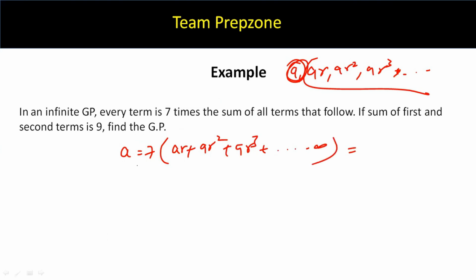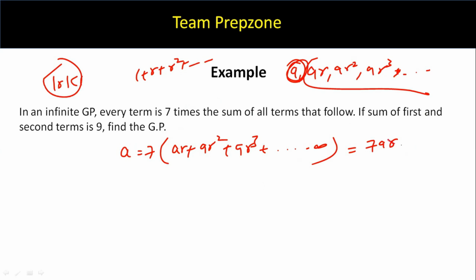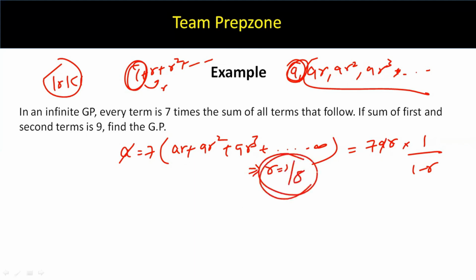So what do I get from here? I can take AR common: A is equal to 7AR times (1 plus R plus R square and so on and so forth), an infinite GP. I will assume mod R is less than 1 to solve this question. So this becomes 7AR into A upon 1 minus R, where A is 1 and the ratio is R, so this is 1 upon 1 minus R. Here A and A will get cancelled. 7R is equal to 1 minus R. So R comes out to be 1 by 8.